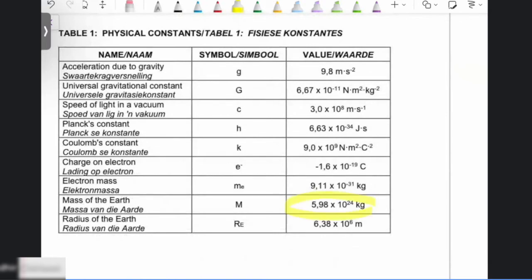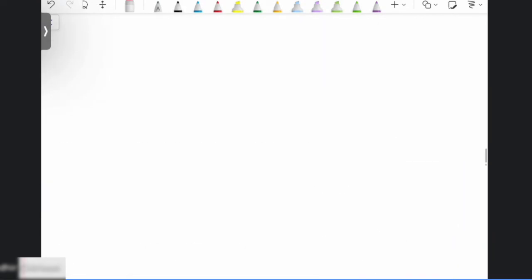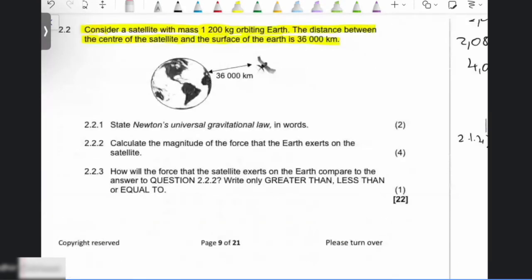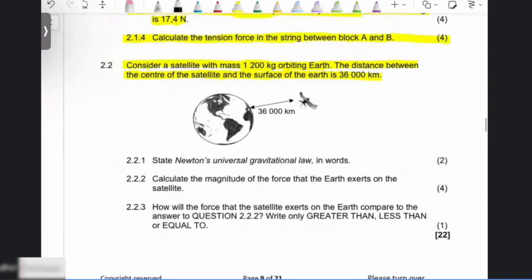Okay, mass of the Earth 5.98 times 10 to the 24. I'll just write that down, right? And then where's the radius? Radius is 6.38 times 10 to the 6. I just want to save those values on the calculator. Okay, so here, I'm just going to write it down here so we know it. Mass of the Earth is 5.98 times 10 to the 24 kilograms, and the radius of the Earth is 6.38 times 10 to the 6 meters.